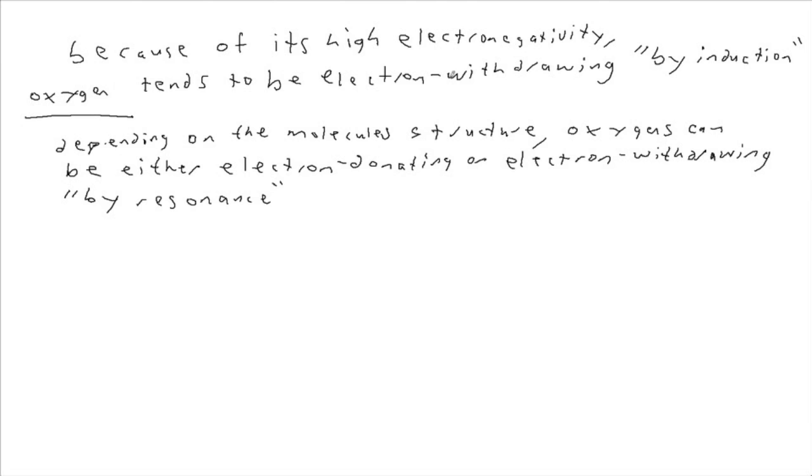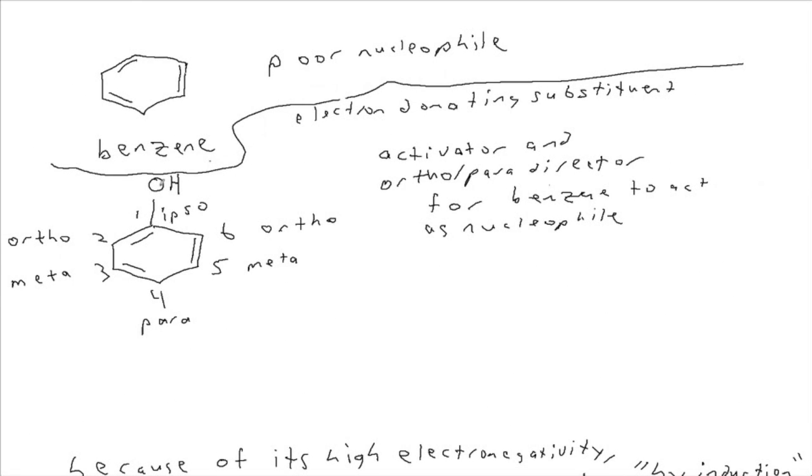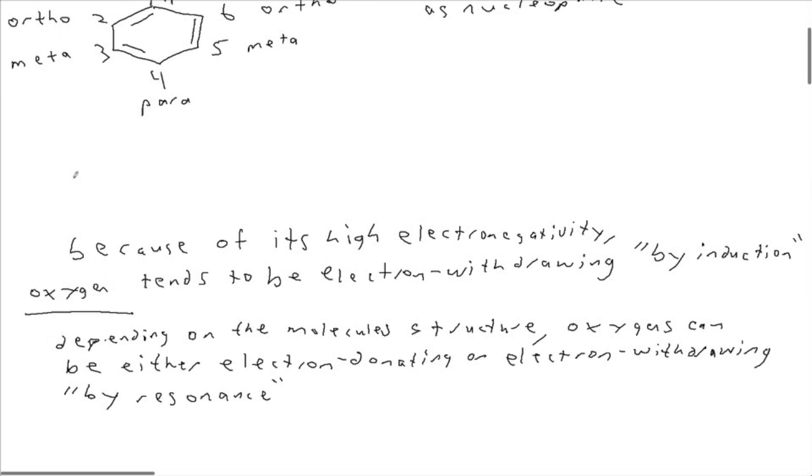Resonance tends to be more important than induction if there's a conflict. After all, in this case, you might expect the oxygen to be withdrawing electrons from the ring by induction. But what's more important is that it's donating by resonance. That's why overall this is considered an electron donating substituent in this case. Okay. So if there's a conflict between induction and resonance, who usually wins? Resonance. Good.